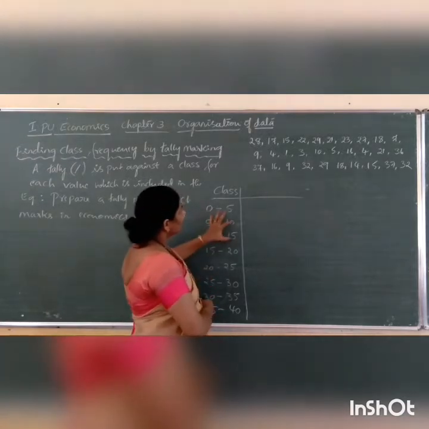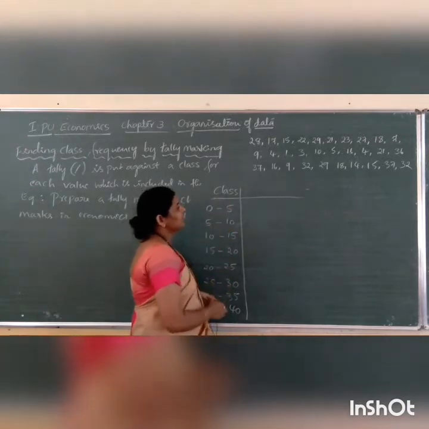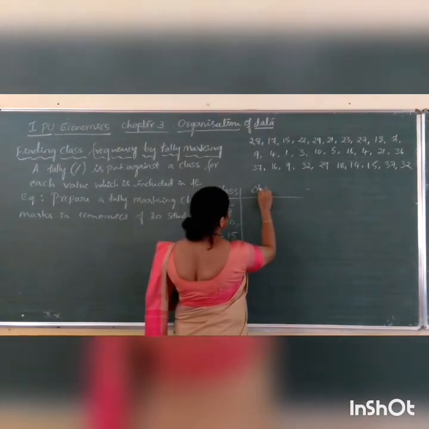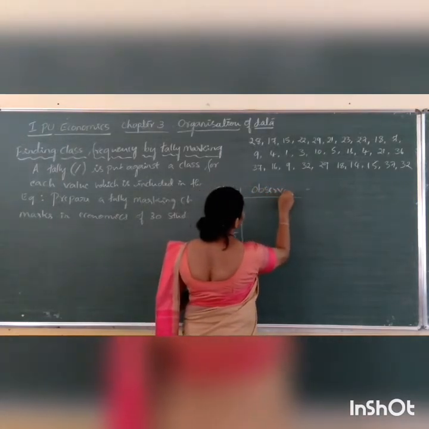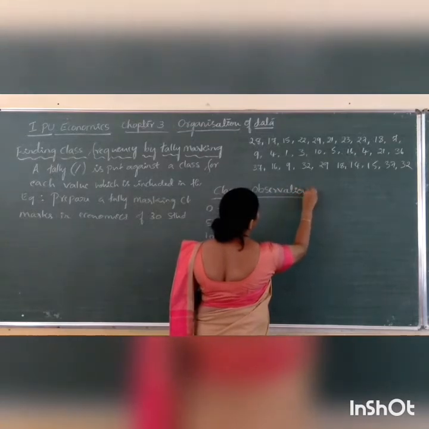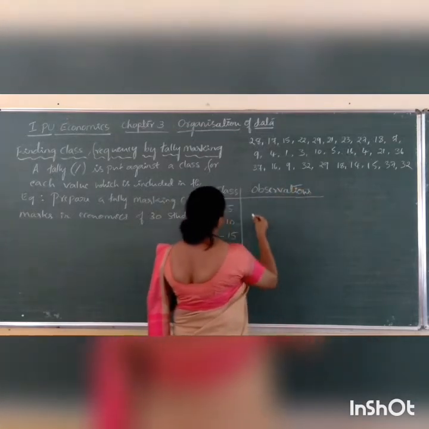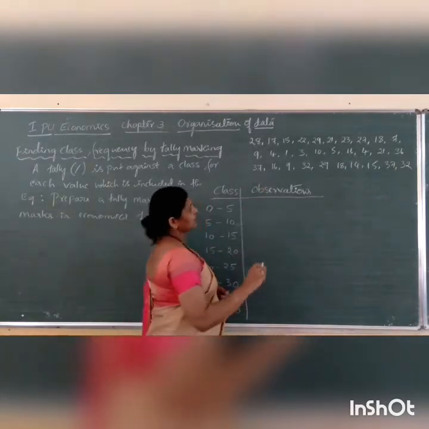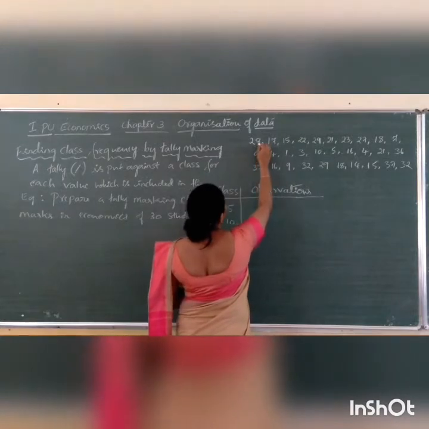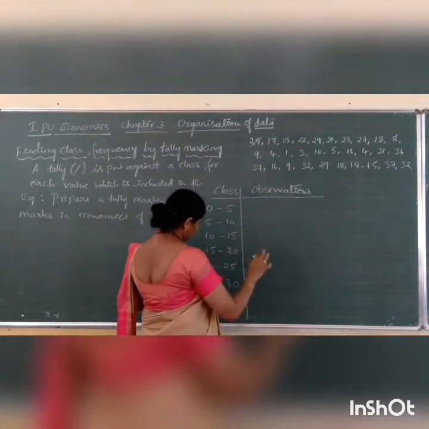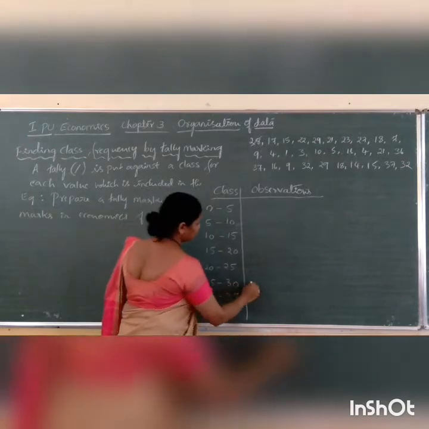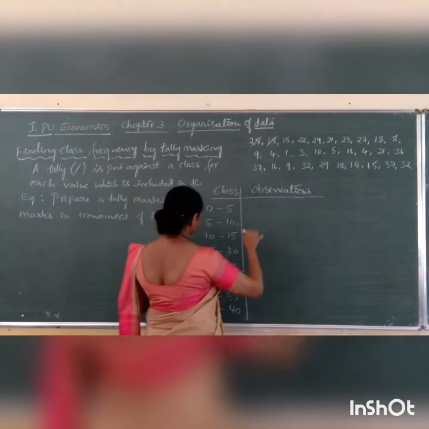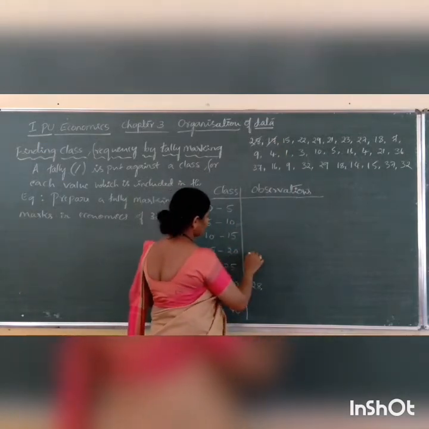So, accordingly we have to write observations. Next column is observations. Let us write observations in front of the class. First we will go with 28. Where does 28 come? 28 comes here. Next 17. 17 goes in the 15 to 20 class.